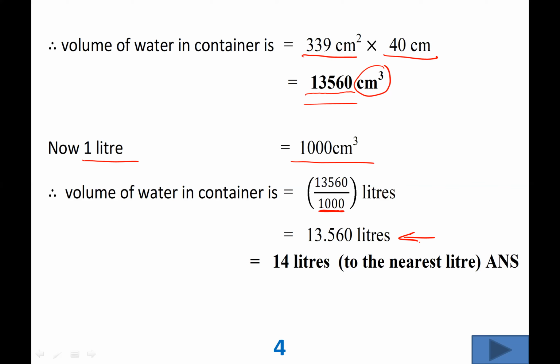But if we go back and read it again, they said calculate to the nearest liter. This is the exact answer, and we need to bring it to the nearest liter. So if we round this off to the nearest liter, it will become 14 liters to the nearest liter. So only at that point, we would have actually answered the question that they were interested in finding out.